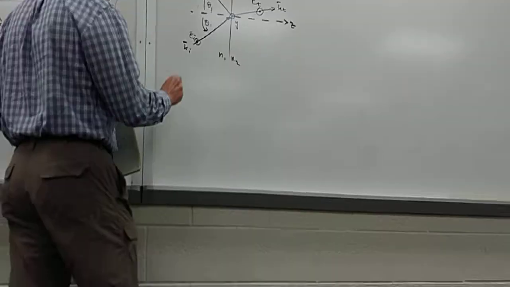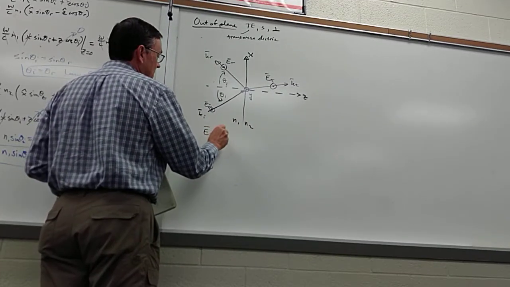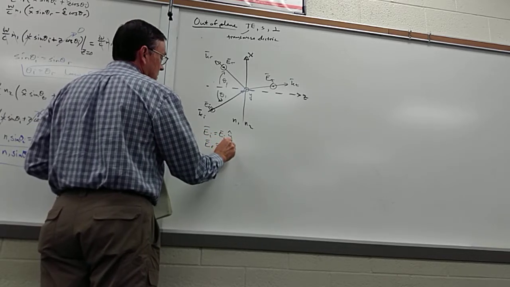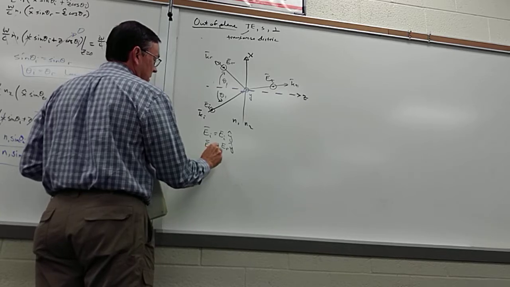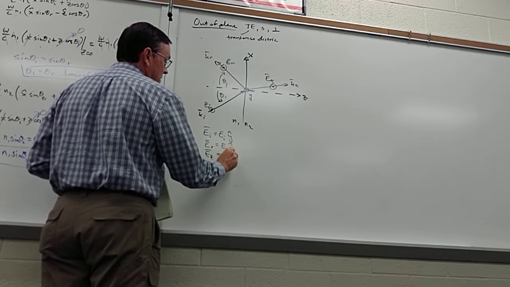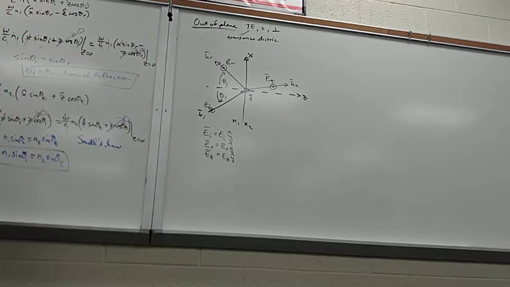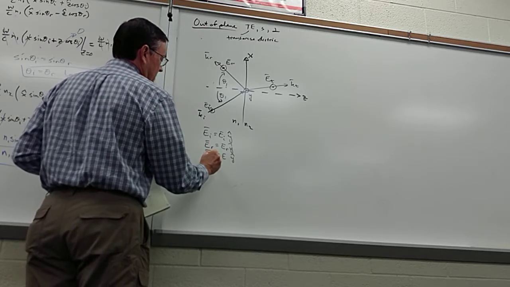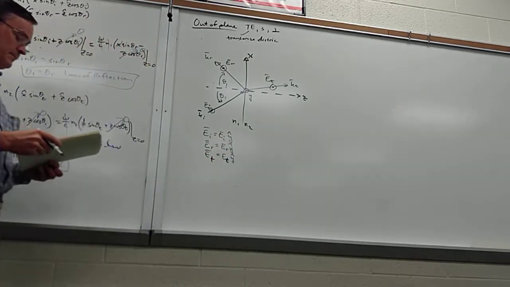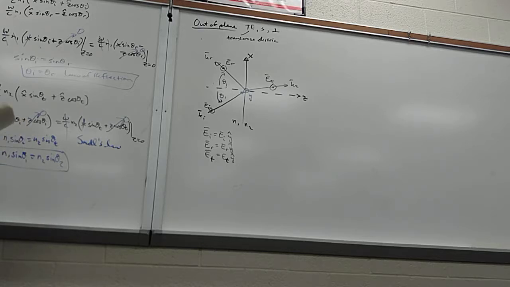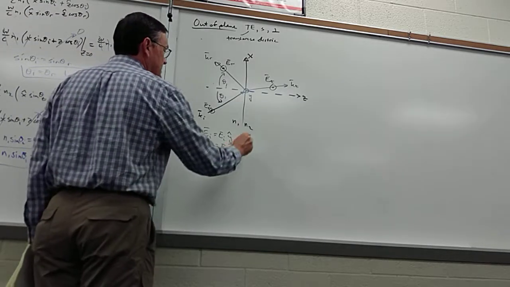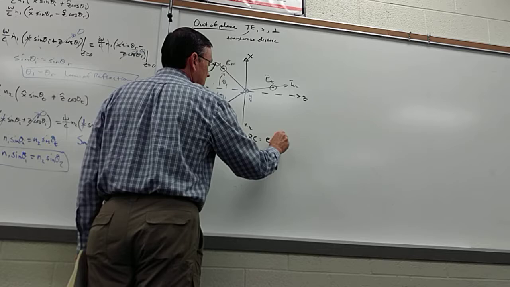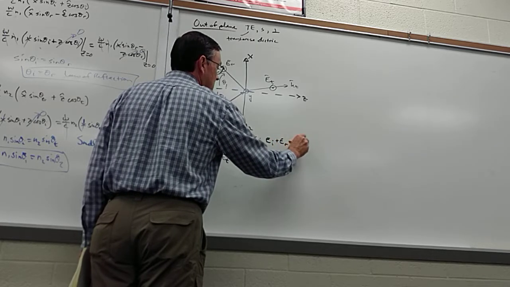Okay, so in other words, what we're saying is that E_i is in the y-hat direction, E_r is in the y-hat direction, and E_t is in the y-hat direction. Oh, thank you, E_t, perfect. Okay. So that makes our boundary condition pretty simple. Our boundary condition is that E_i plus E_r has to be equal to E_t.